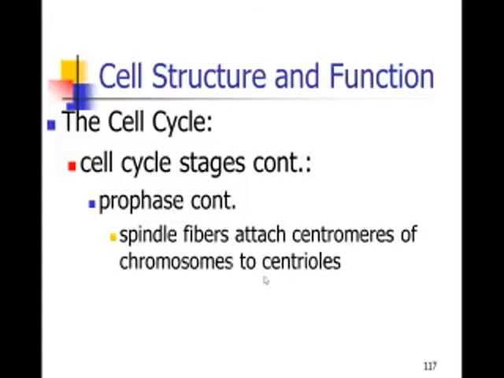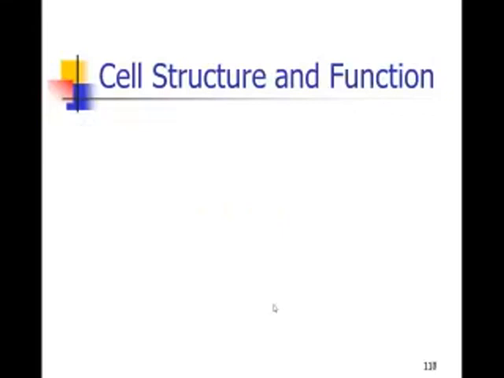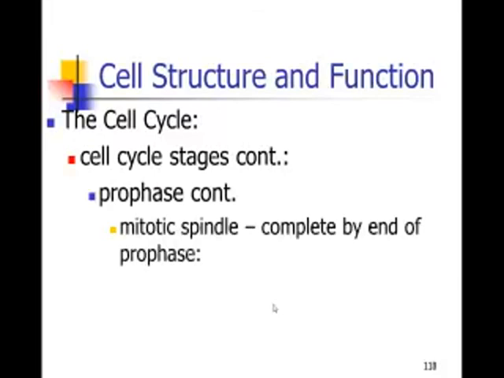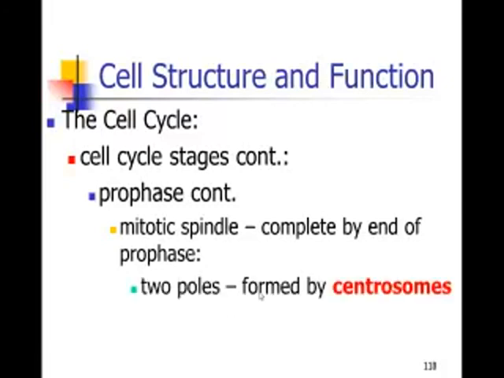Okay. Spindle fibers, which are tubules attached to the centromeres of the chromosome. Centromere of the chromosome is where the two chromatids attach. So you've probably seen pictures of chromosomes. They sort of look like an X, and the waist of the X, where the two pieces come together, that's the centromere. And those start to pull toward the centrioles. So the spindle of these fibers is complete by the end of prophase, and we have two poles. These are formed by the centrosomes.